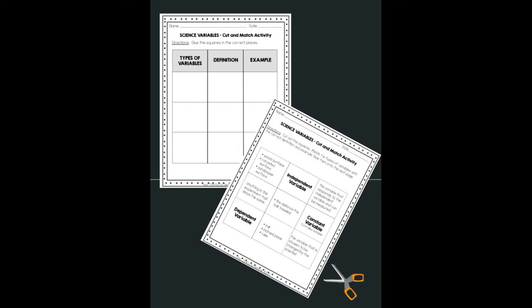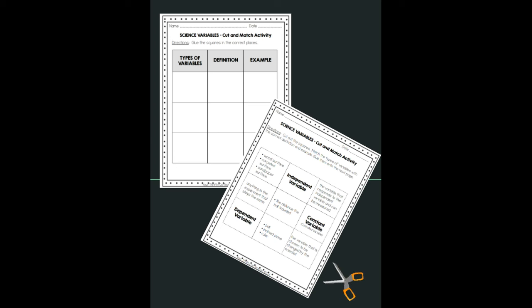So you will cut those and paste them into the appropriate columns. Just make sure that you are using these labels at the top. Types of variables, these should all be types of variables. Definition, this column should all be definitions. Example should all be examples. And we will check them when you turn them in.